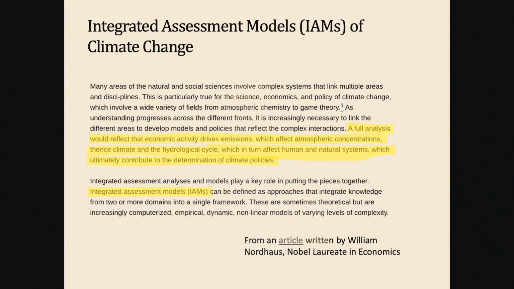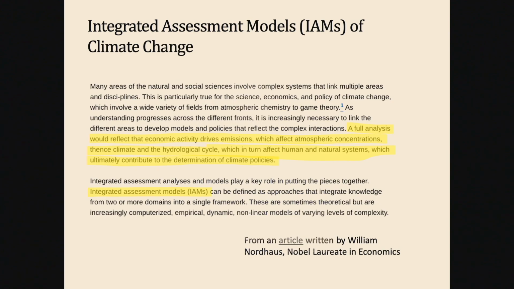And what I highlighted here is the statement of full analysis. The analysis we're talking about is how to figure out what the damages from emissions are, or what the benefits will be from emissions control. The full analysis would reflect that economic activity drives emissions. We understand that: emissions isn't the end goal, it's activity that produces the negative externality of emissions. This affects atmospheric concentrations, which is the science part of this. Thence, climate and the hydrological cycle, which in turn affect human and natural systems, which ultimately contribute to the determination of climate policies.